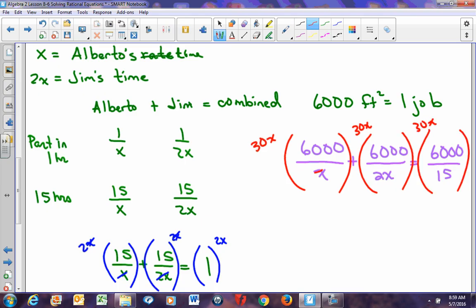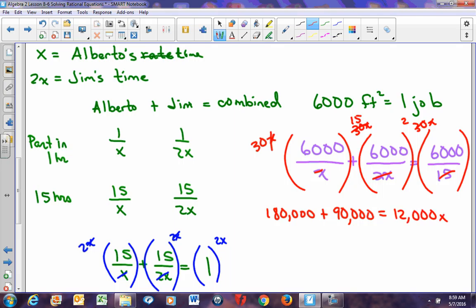Okay. So the x's cancel out here. 30 times 6,000 is 180,000. Let's just take it out there. Here, this goes to 15 times 6,000, which is half of 180,000, so it's 90,000. Equals, 15 goes into 30 twice, so I have 2x times 6,000, which is 12,000x.